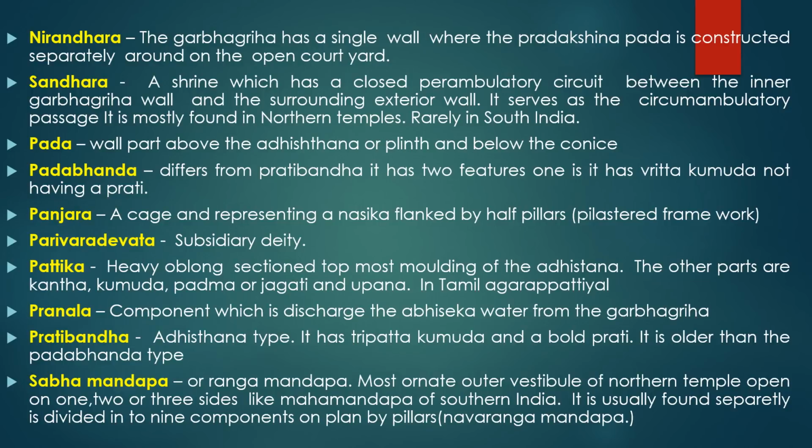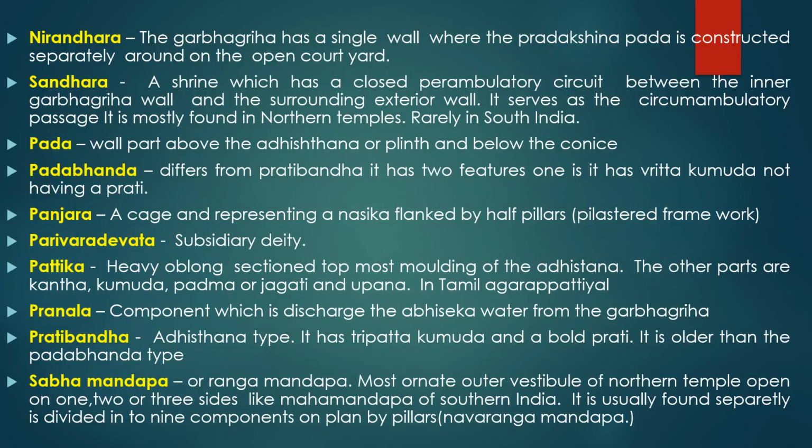Sabha Mandapa or Ranga Mandapa. Generally, we come across it in Orissan temples or North Indian temples. This is the most ornate outer vestibule of a northern temple, open on one, two or three sides. One side always the wall will be there, with two or three sides open. That is known as Sabha Mandapa, like the Mahamandapa of southern India. It is usually found separately in North India.